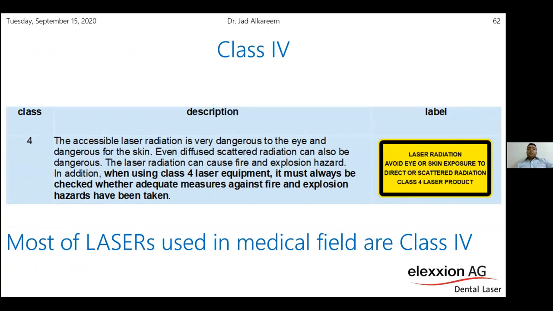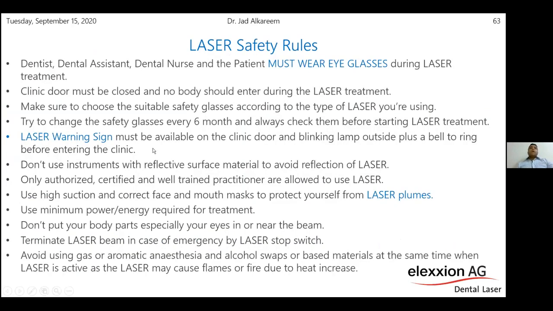So when you are using any class 4 laser device, you have to protect yourself as much as you can, and you have to take all the necessary precautions for that. Here are the laser safety rules. First, the dentist, dental assistant, and the dental nurse, and of course the patient, all of them have to wear the required protective eyeglasses during the laser treatment.